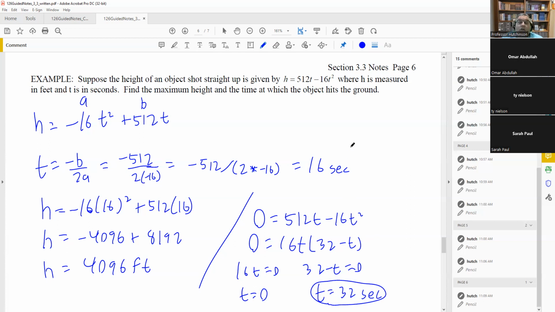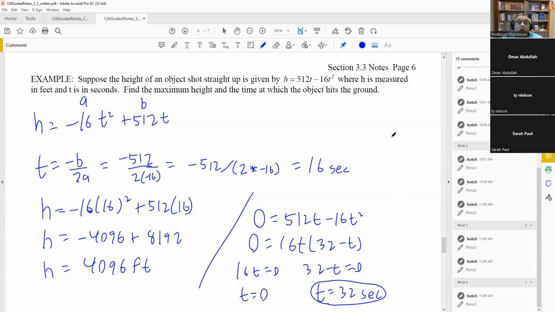Now, if you think about it, you could have also done this one intuitively. If it takes 16 seconds to go all the way up to the top, that means it must take 16 seconds to fall. So you could have gotten the answer that way as well, just by doubling the 16, and you get 32 seconds. Either way, you'll get the answer of 32 seconds.